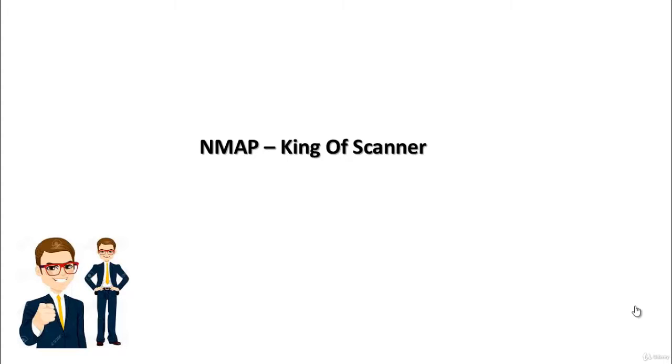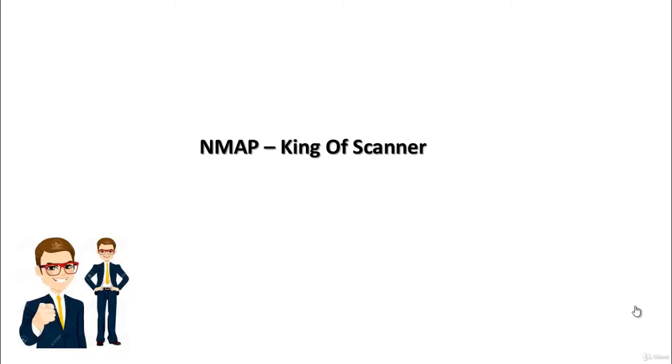Nmap, king of scanners. Nmap is an open source network scanner. Using Nmap, you can check the status of the devices in the computer network, like whether it is on or off, live or not. Using Nmap, you can check the status of the services and the port status of the devices. So it is widely used in the production environment.